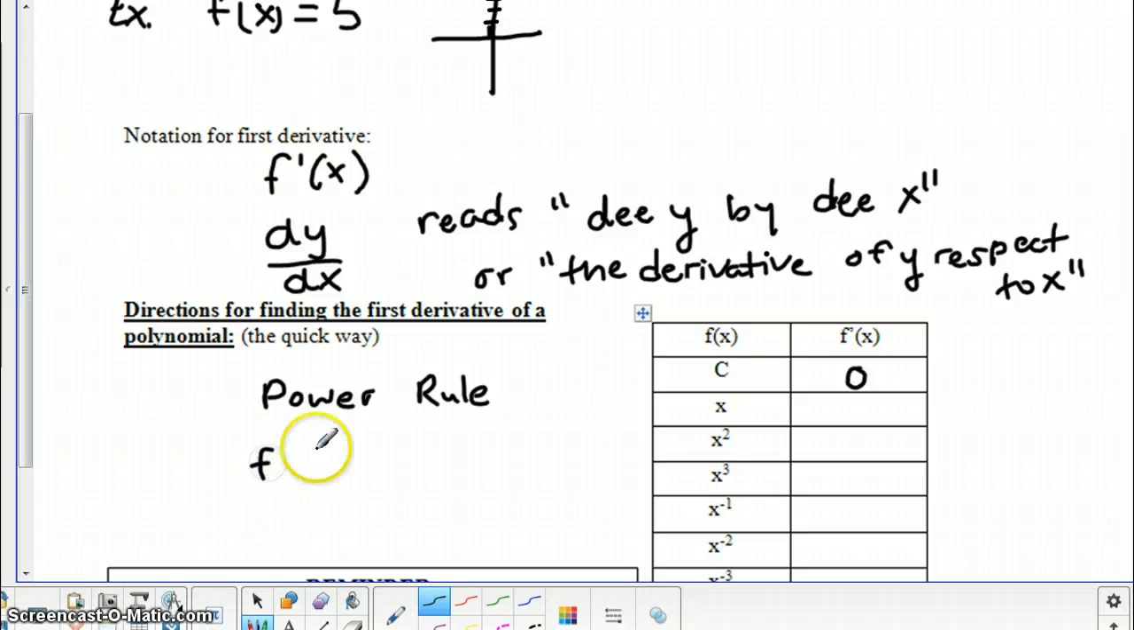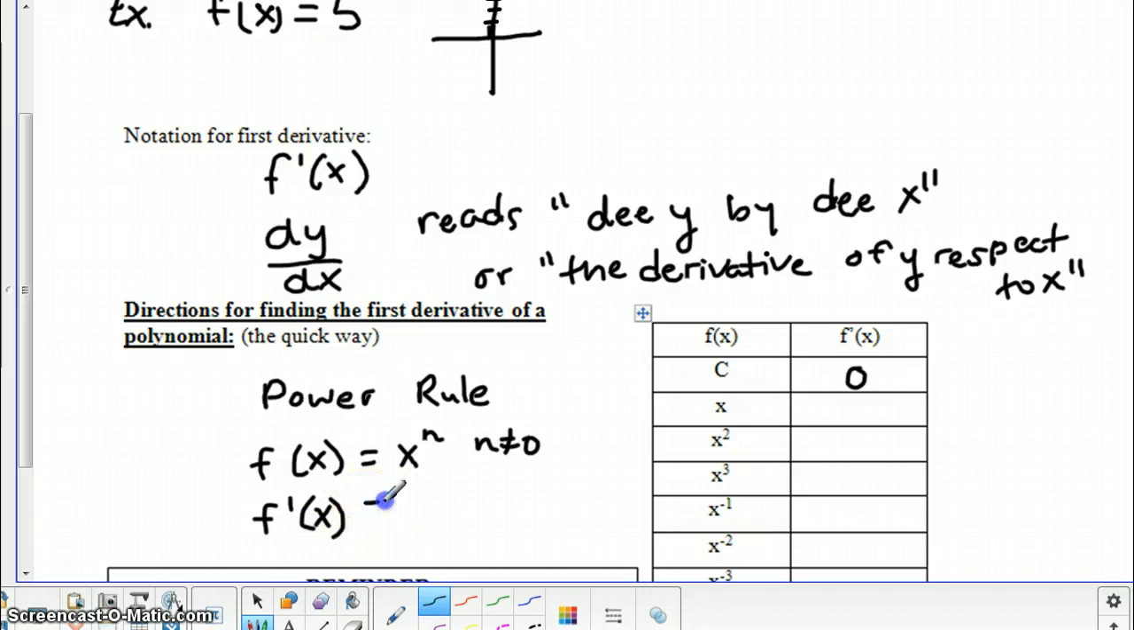And what the power rule is: when we have a function equal to x to any power, so let's call it n, where n is not equal to 0, then the derivative of that function, so again that's the notation, the derivative of x to the n, we'll take the exponent and multiply by whatever number is in front, the coefficient. In this case we have 1, so it would be n x, and then we subtract 1 from our exponent, so that it would be n minus 1. So using the power rule, we multiply the exponent times the coefficient, and then subtract 1 from the exponent.